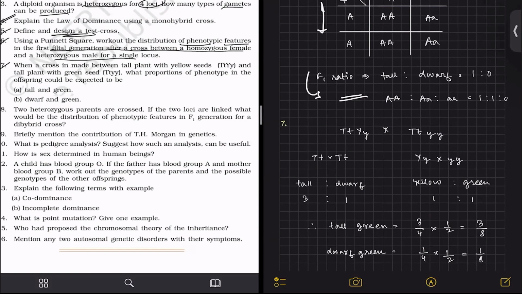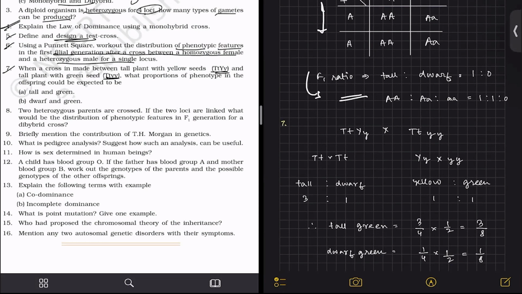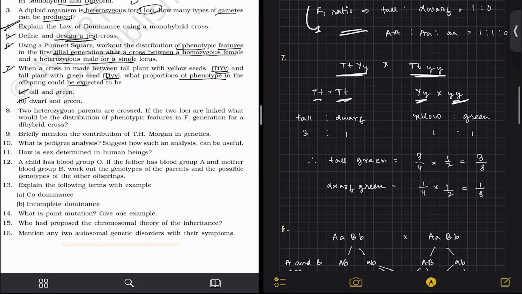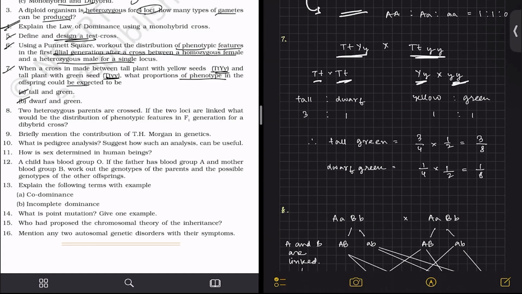Now, question number 7. Make a cross between these two genotypes and write the proportion of phenotypes of tall and green and dwarf and green. This is the cross, as you can see, and we can divide it into two monohybrid crosses. The phenotypic ratio of tall and dwarf is 3:1, and the phenotypic ratio of yellow and green is 1:1. Now, when we are combining both the characters, the occurrence of tall and green together, then we have to multiply the possibilities of both of these.